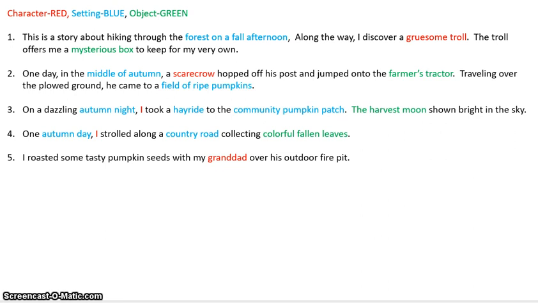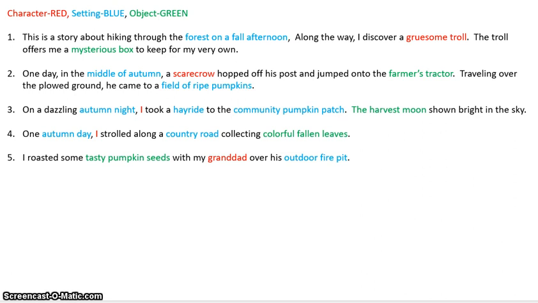Okay. And so the next one you want to do is find the setting. Where is it set? Well, it's set at the outdoor fire pit. And the story critical object would probably be the tasty pumpkin seeds. All right. This is the section that we're talking about, the elaborative detail on a story critical character, setting, or object. Remember, in your story about Humphrey, it has to be elaborative detail over the story critical setting.